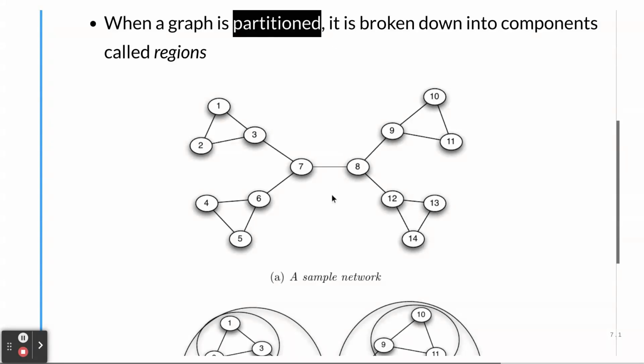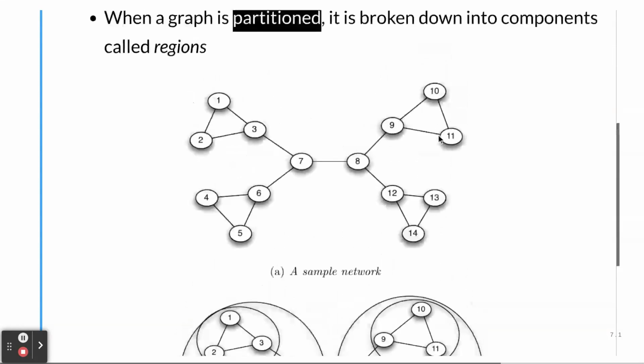So that's if we looked at this left and right. We could further observe that the edge between 7 and 8 is not just a local bridge, but a bridge that connects the entire left half of our graph, nodes 1 through 6, to the entire right half, nodes 9 through 14.